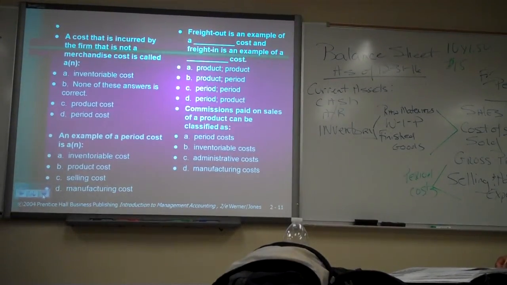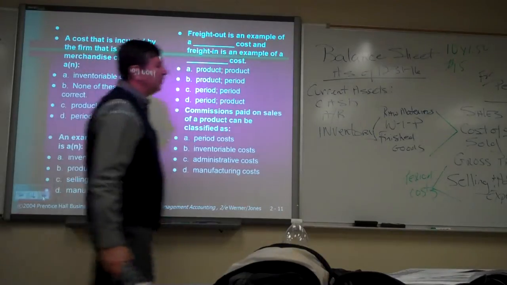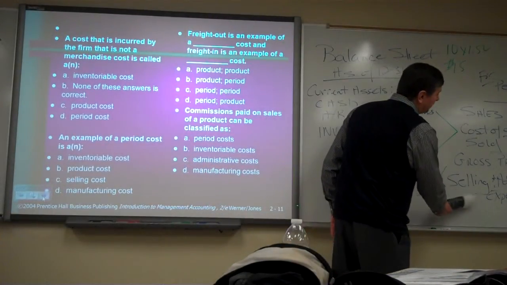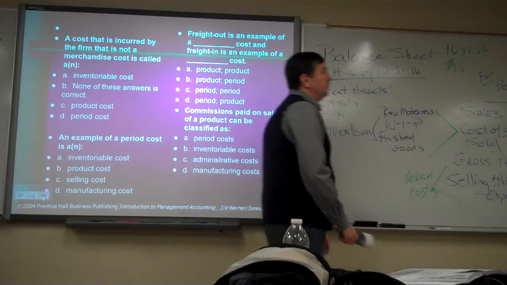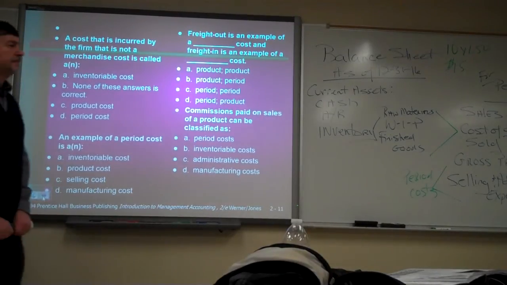A cost that is incurred by the firm that is not a merchandise cost. So which is not a merchandise cost? None of them. Let's see, is inventoriable cost merchandise? Yep. Product cost merchandise? Yes. Period cost, nope, so that's your answer. Because these are our period costs. Selling and administrative expenses are our period costs, because we expense them in the period incurred. Say that again, selling and administrative. All right, administrative period.